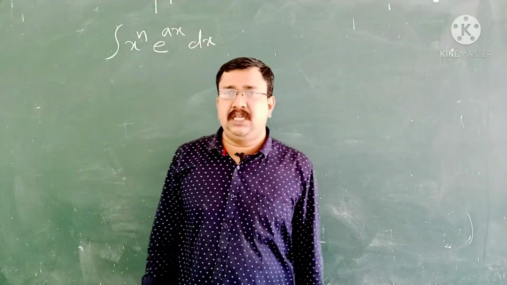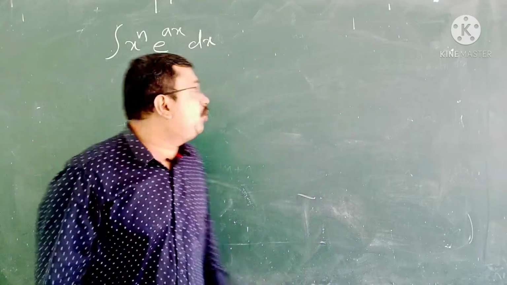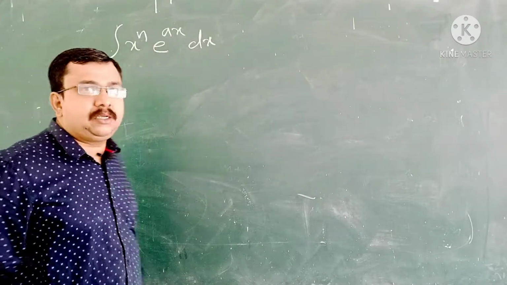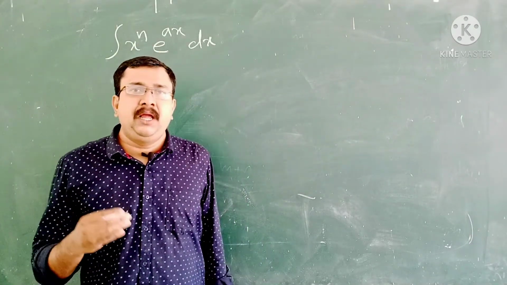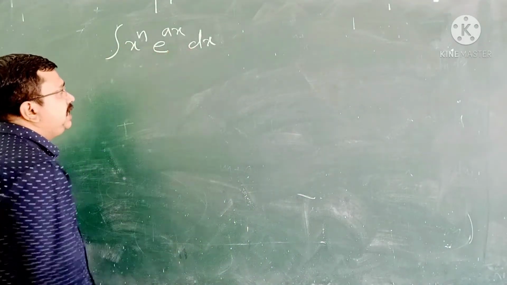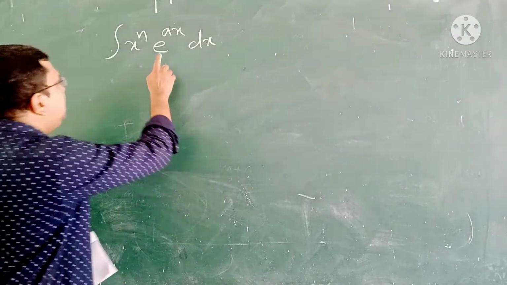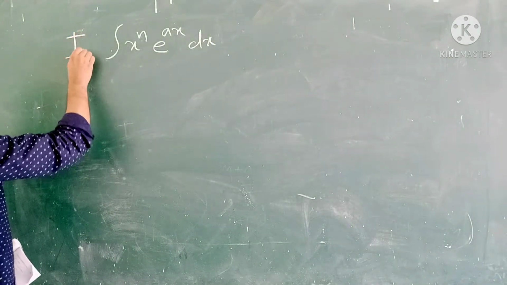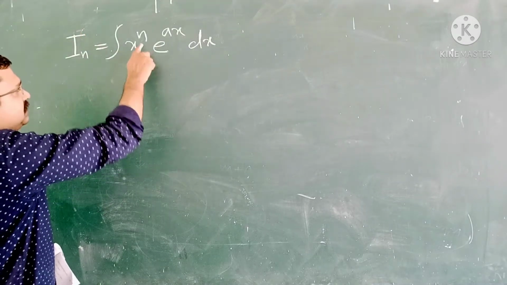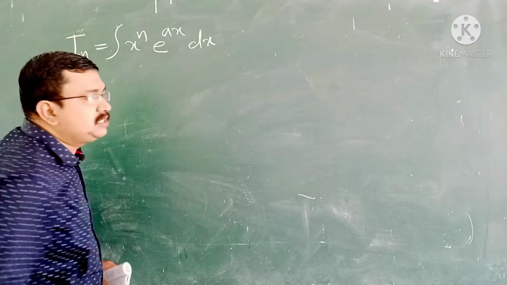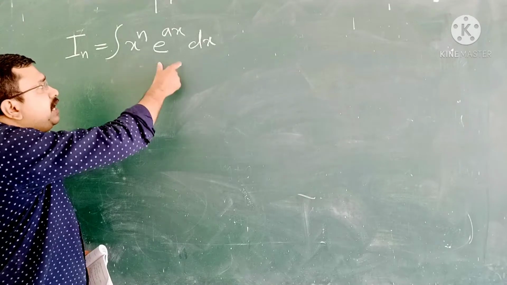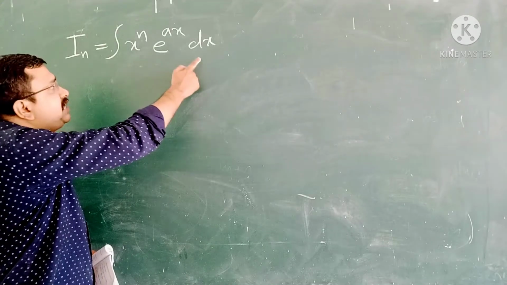Our next question is, find the reduction formula for integral x raised to n e raised to ax dx. Okay, we want to find out the reduction formula for integral x raised to n e raised to ax dx. Suppose that this function is In. In is equal to integral x raised to n e raised to ax dx. Then remember that x raised to n is the first function, e raised to ax is the second function.